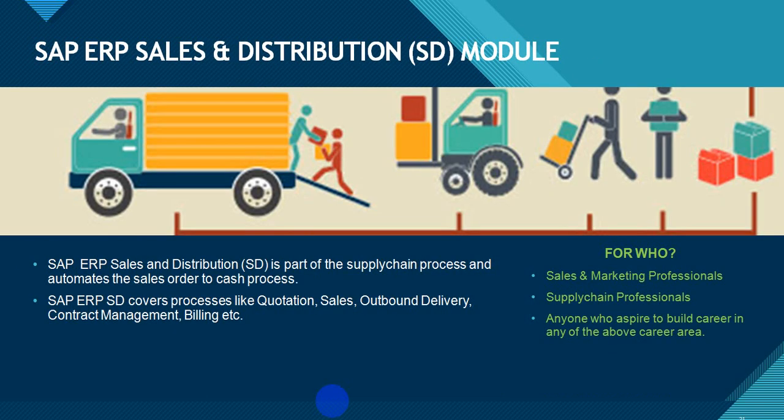Then you have the SAP ERP Sales and Distribution module. Alright, so this is also part of the supply chain. Now, SAP ERP Sales and Distribution, SD, is part of the supply chain process and automates the sales order to cash process. SAP ERP SD covers processes like quotation, sales, outbound delivery, contract management, billing, etc. And it's for who? For sales and marketing professionals, supply chain professionals, and anyone who aspires to build a career in any of the above areas.